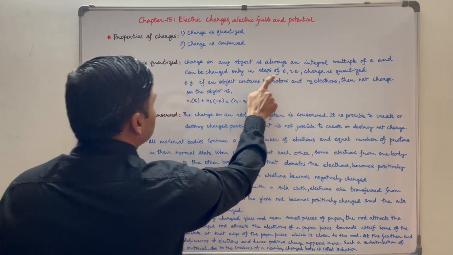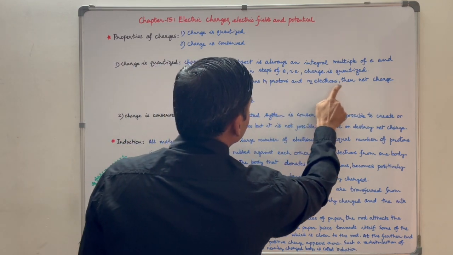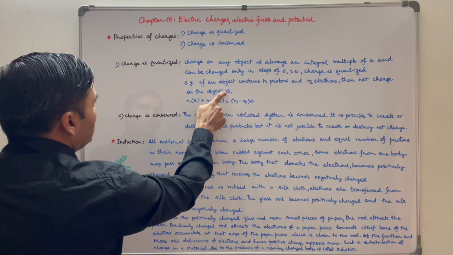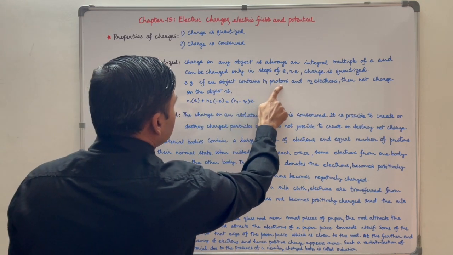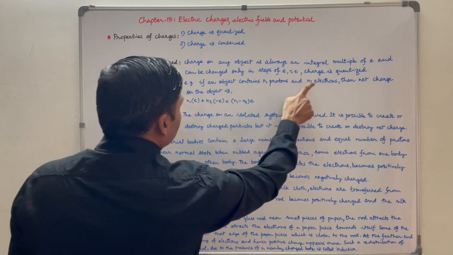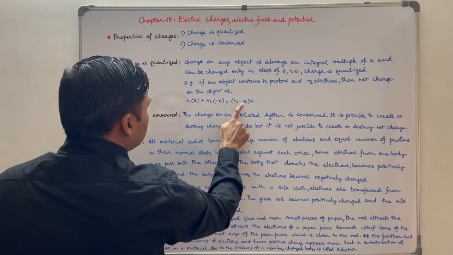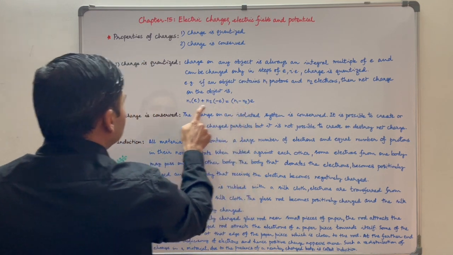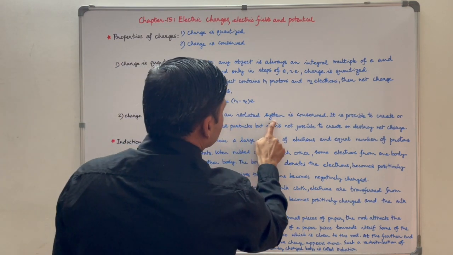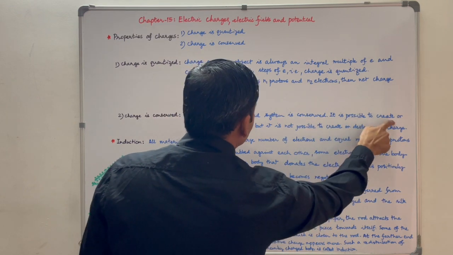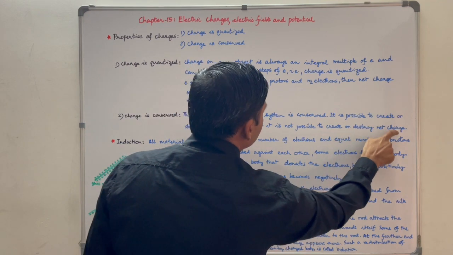For example, suppose if an object contains n1 protons and n2 electrons, then net charge on the object will be n1 into e plus n2 into minus e. Charge on the protons is considered to be positive and charge on the electrons is considered to be negative. So net charge on the object will be (n1 minus n2) into e. Second property is charge is conserved. The charge on an isolated system is conserved. It is possible to create or destroy charged particles, but it is not possible to create or destroy net charge.